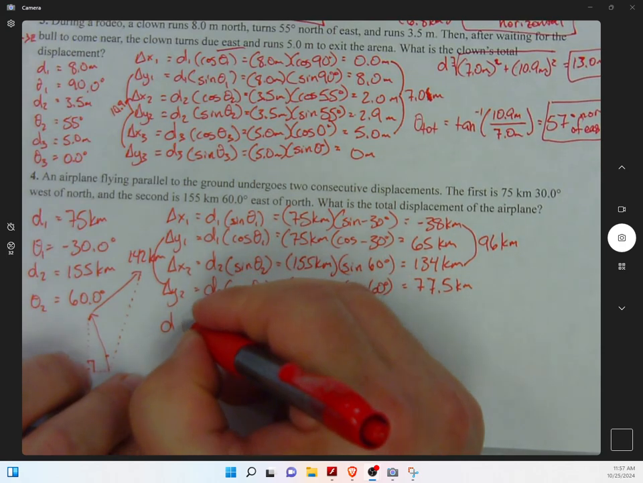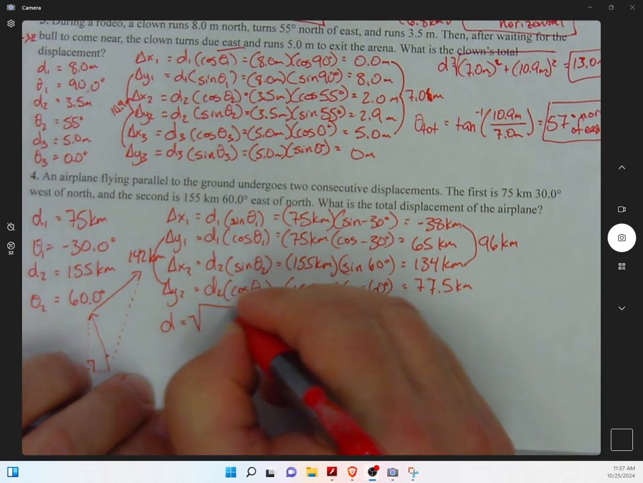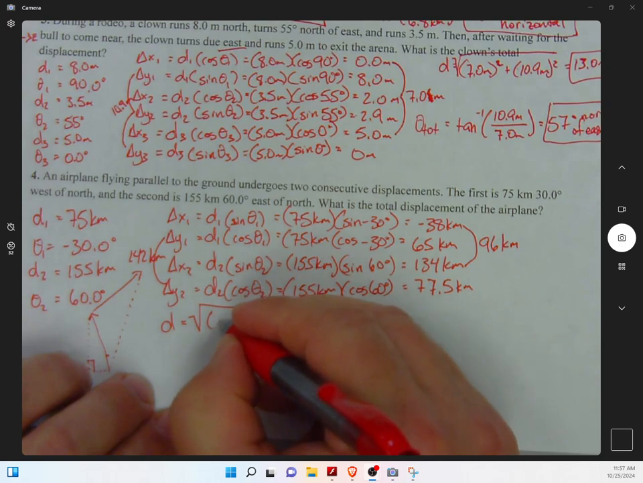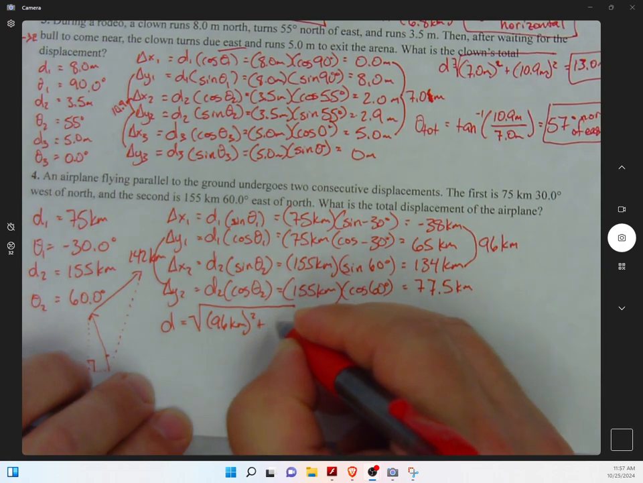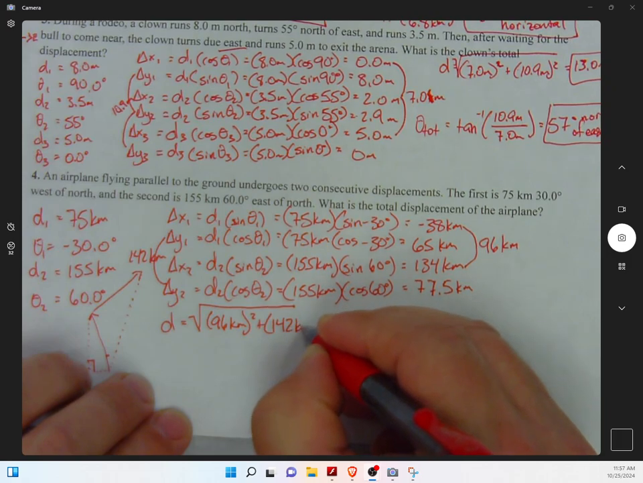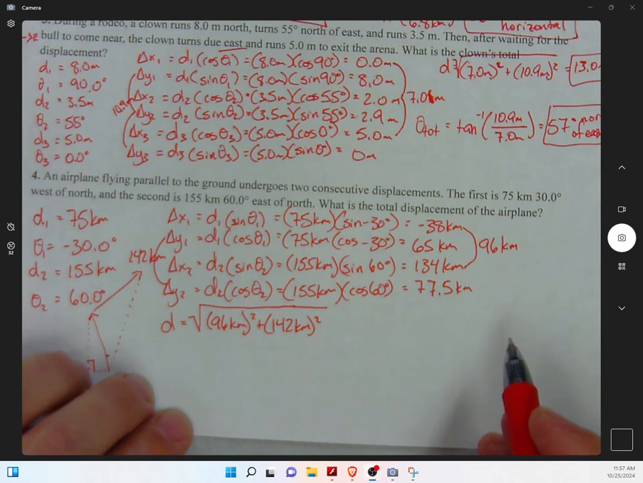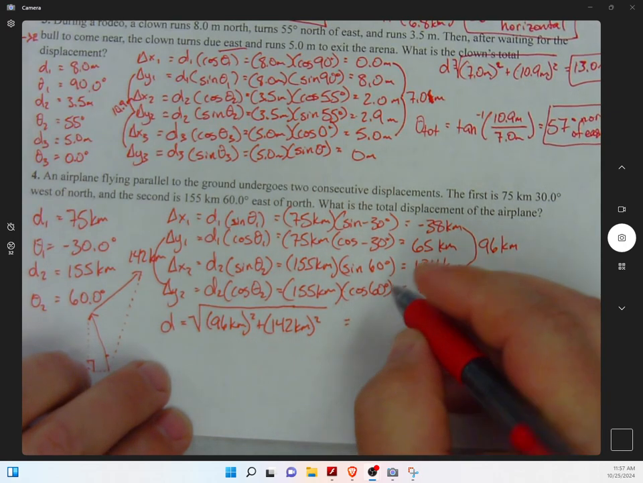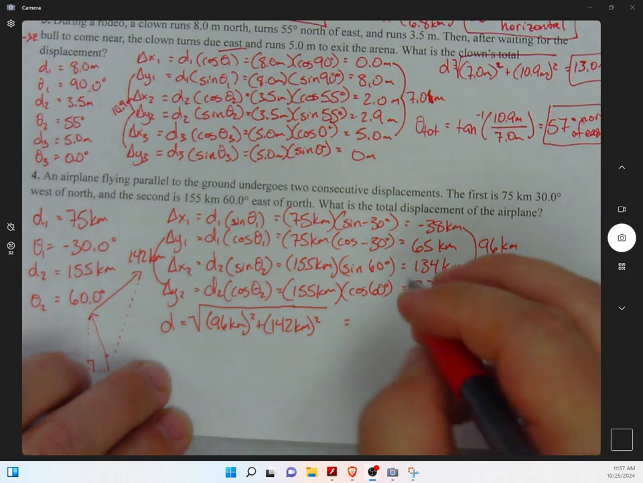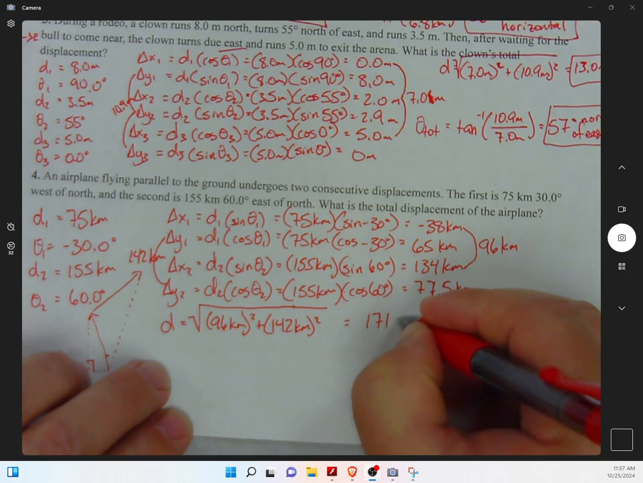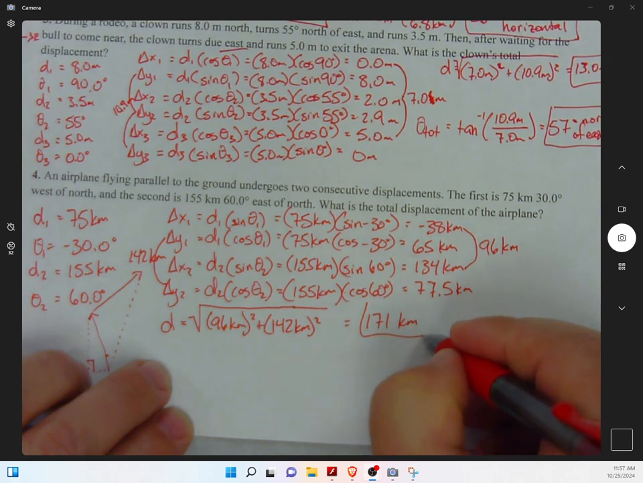Now that I have a right triangle, I'll square my x component, add it to the square of my y component, and boom, there is my displacement, or at least the magnitude of it. That ends up being 171 kilometers.